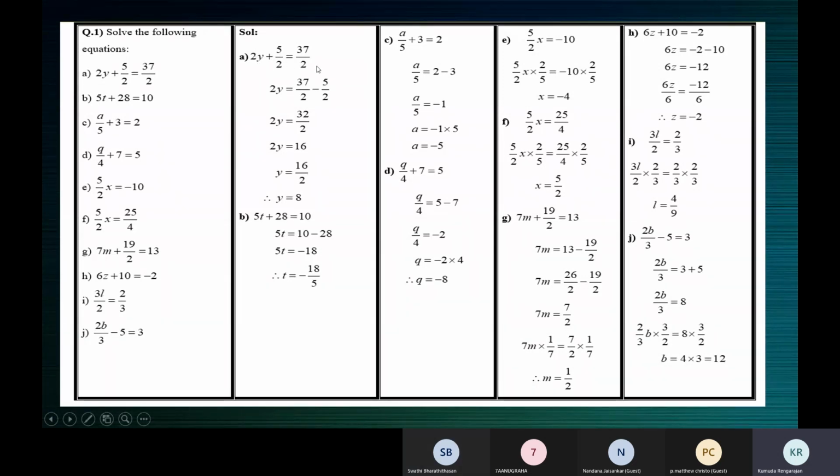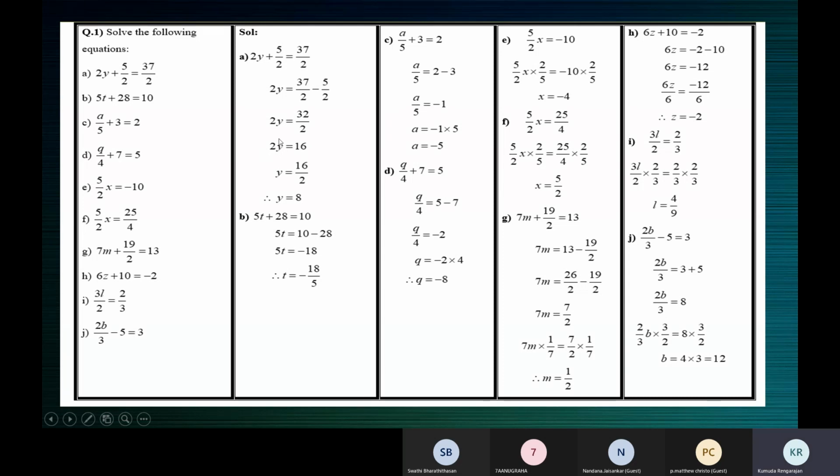So this is the equation given to us. First, we transpose 5 by 2. So plus 5 by 2 moves to the other side as minus 5 by 2. Now these two fractions are like fractions. They have the same denominator. So subtract the numerators. 37 minus 5, which is 32 by 2. Now 32 by 2 is 16. Now 2y is equal to 16.